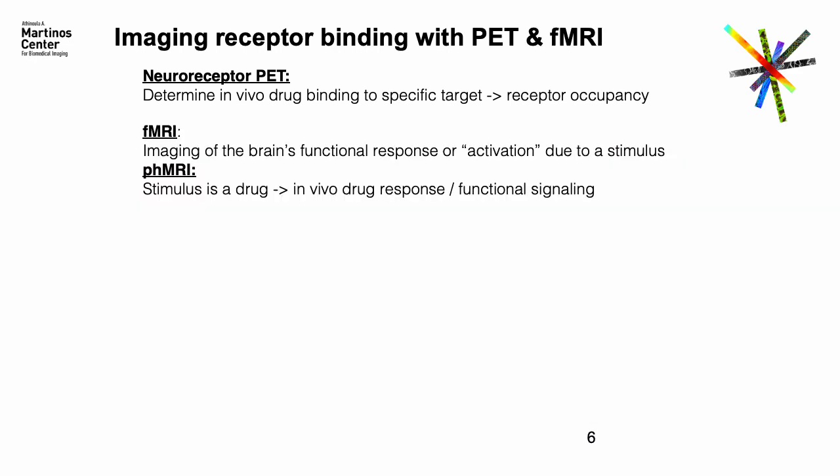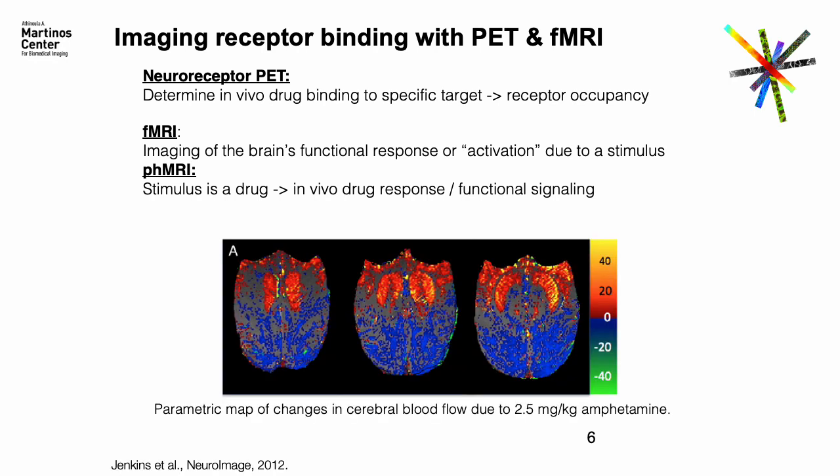Functional MRI techniques allow us to image the brain's functional response or activation due to a stimulus. And in pharmacological MRI, the stimulus is purely a drug, and we can also look at its functional signaling, such as in this case of an amphetamine dose.